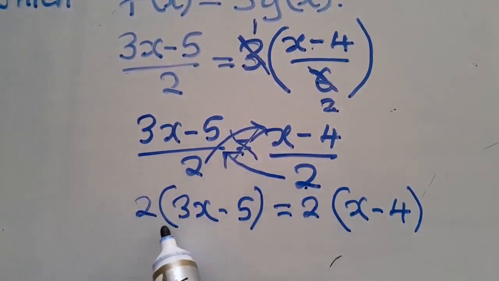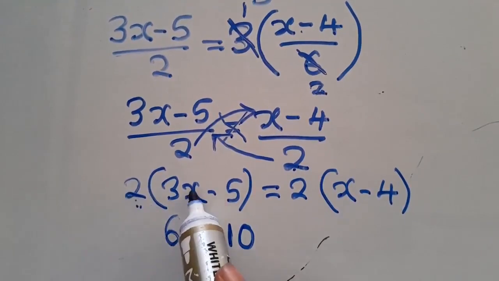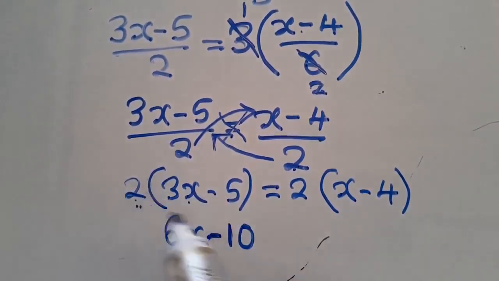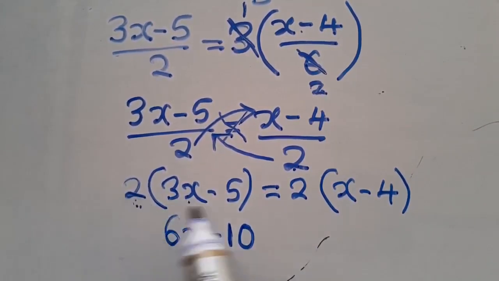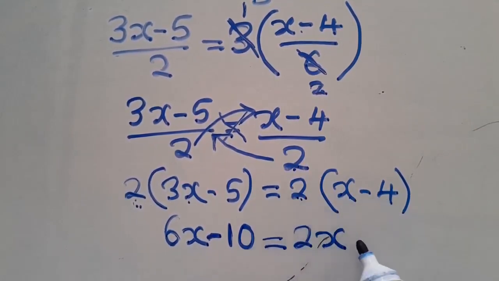So you start multiplying 2 times 3x, that is 6x. 2 times 5, that is 10, negative 10. Some of you, the mistake that you get to make is where you just say this times that, then the 5 comes. If you open the bracket, you multiply everything with what is outside. So this times that, which is equal to, what is 2 times x? It's 2x. 2 times negative 4, negative 8.